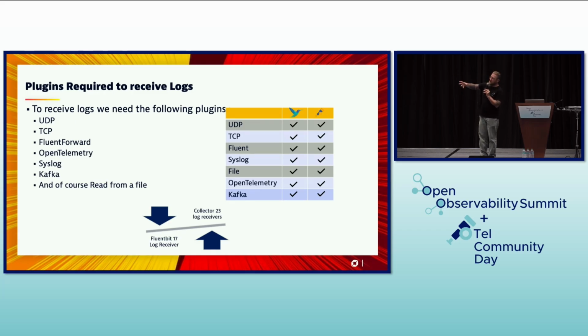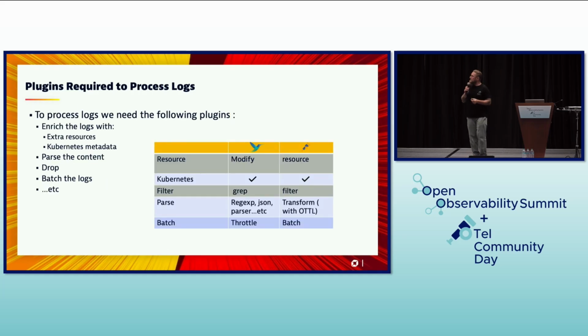If you look at the repository on the plugin side, you can see the collector has more plugins. But who cares? I can do 99% of my support with those plugins. And then in terms of what actions we want to do, we want to, of course, enrich those logs by adding some extra metadata. We're going to drop. We want to parse. We're going to batch. So both agents have the right support. The naming, of course, is not the same.